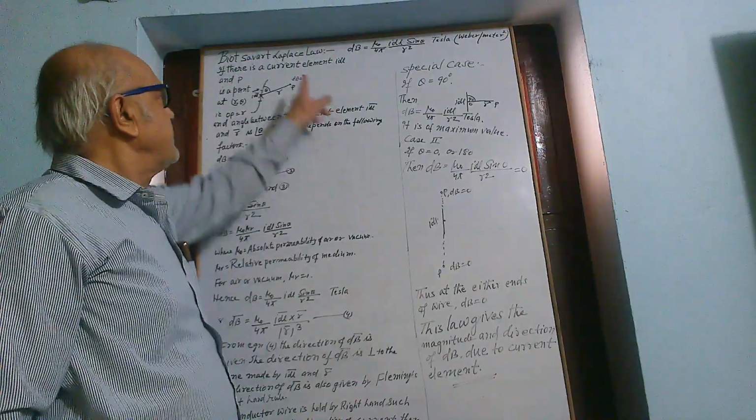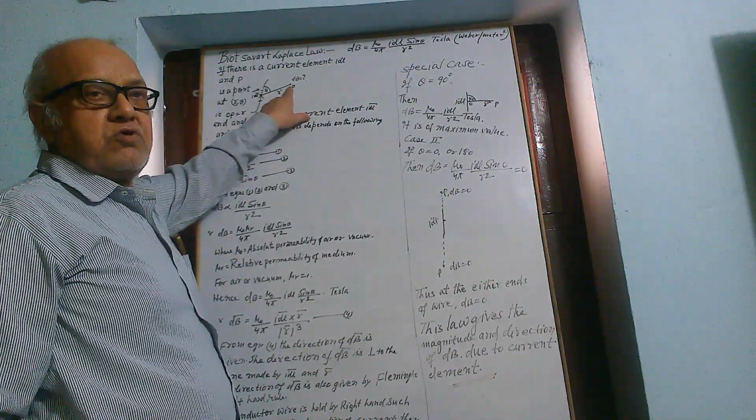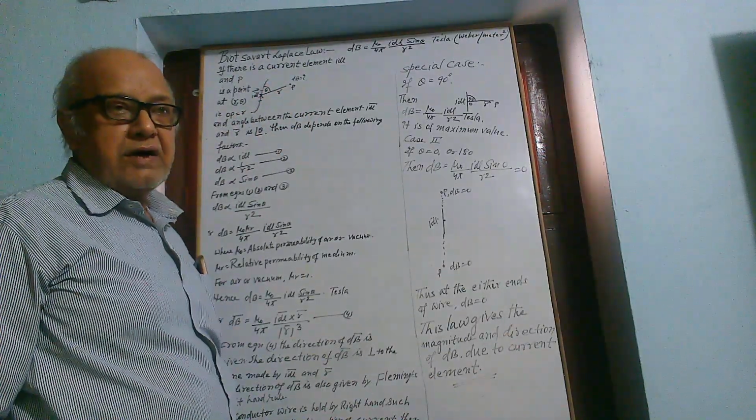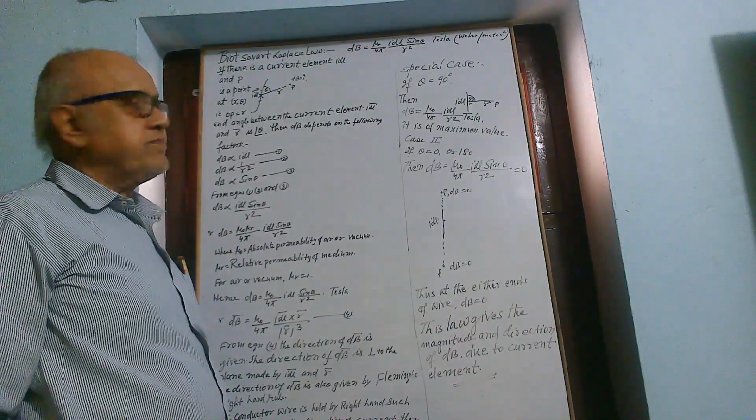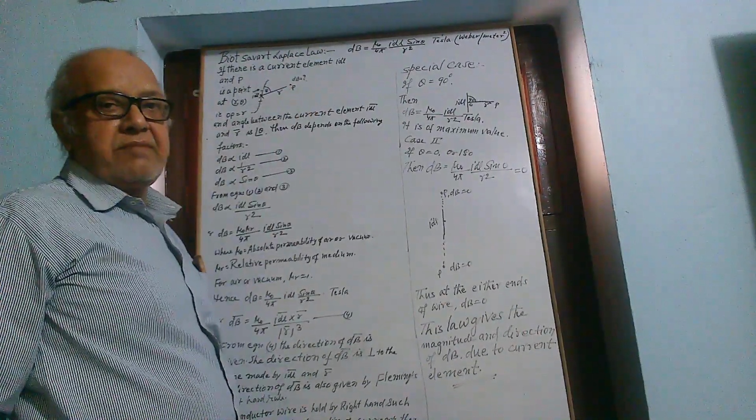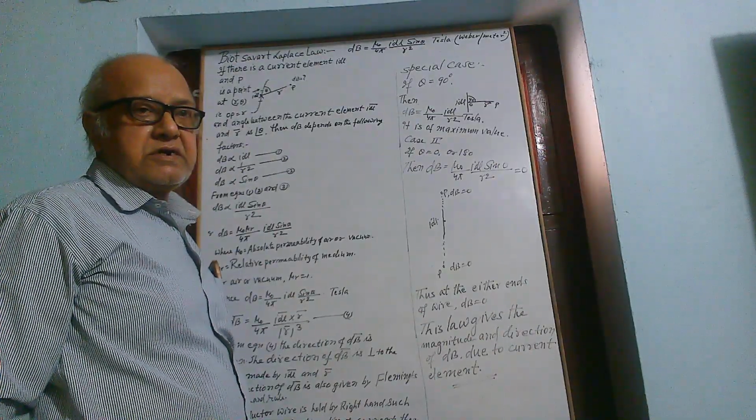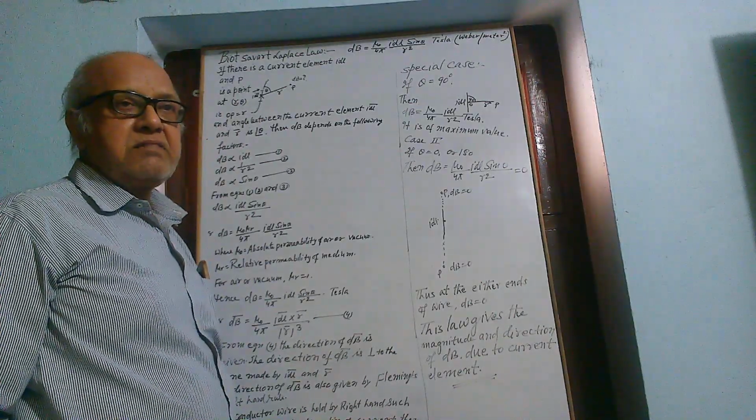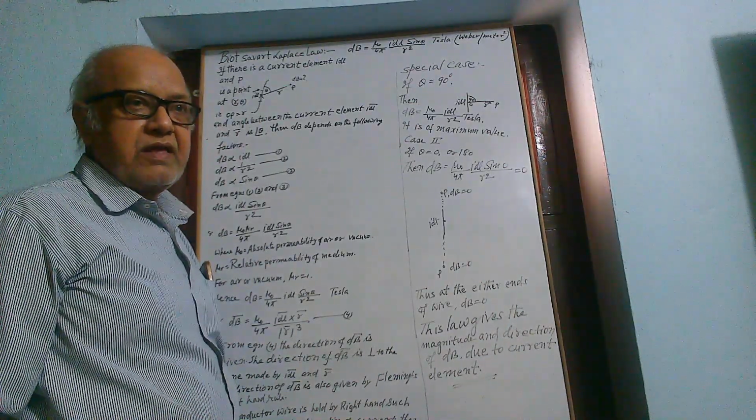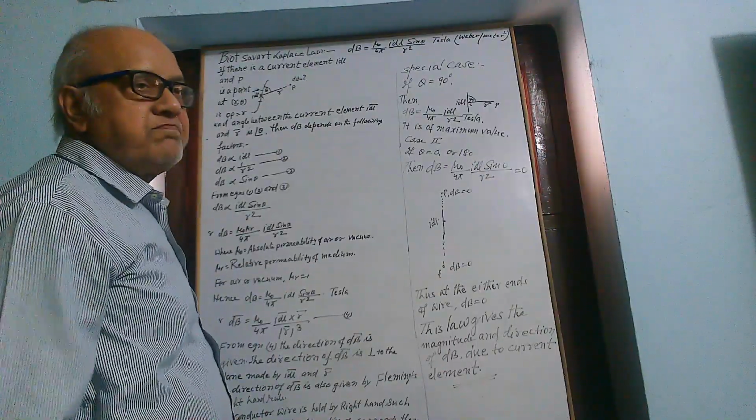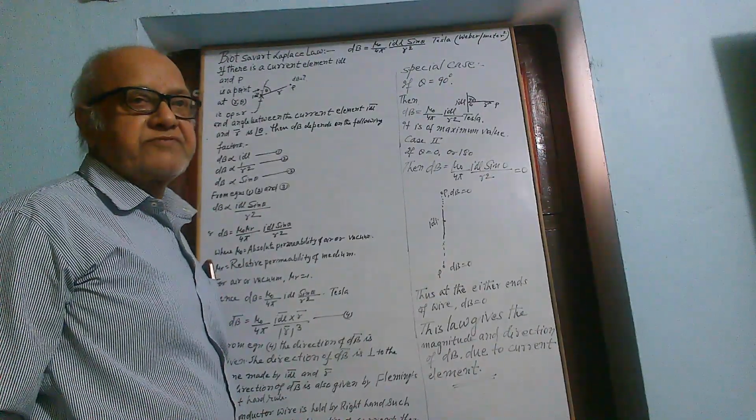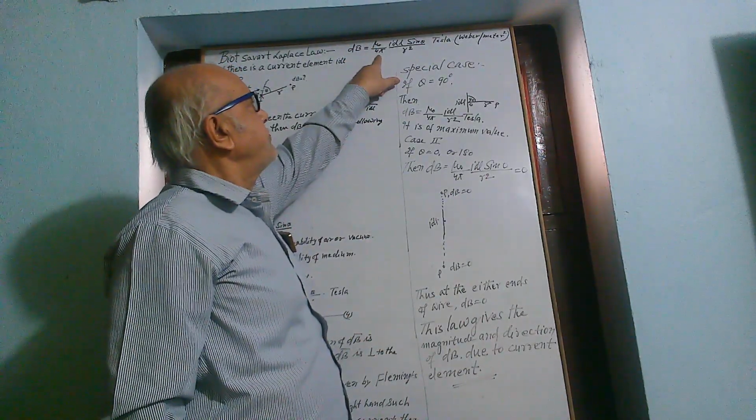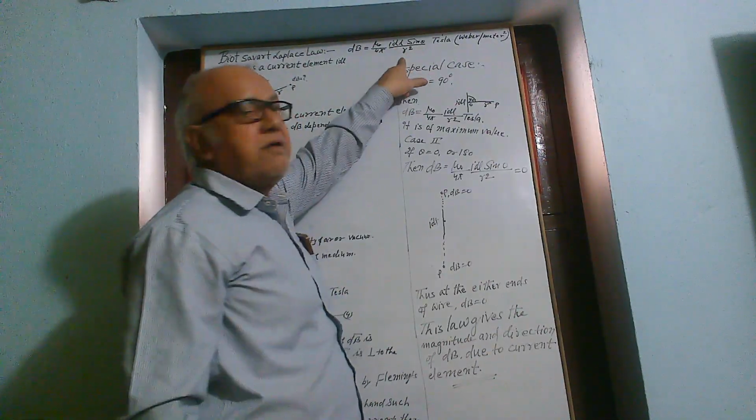Suppose that P is a point whose distance is OP, where OP is equal to r. Then at point P a magnetic field will be created. Suppose this elemental magnetic field is dB. Then according to the Biot-Savart Laplace law, dB is equal to mu 0 by 4 pi, Idl sin theta by r square.